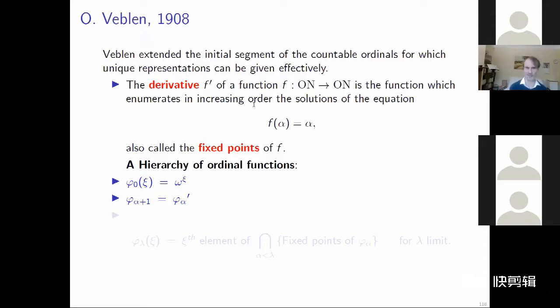So phi sub alpha plus 1 will be the ordinal function that enumerates the fixed points of the previous function phi alpha. And then for limit ordinals, you do something similar. So phi lambda, for lambda a limit, will be the function that enumerates the ordinals that are fixed points simultaneously of all the previous functions phi alpha, for alpha less than lambda.